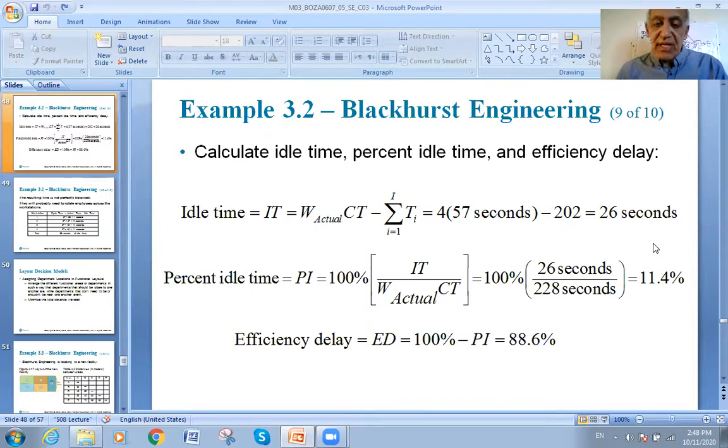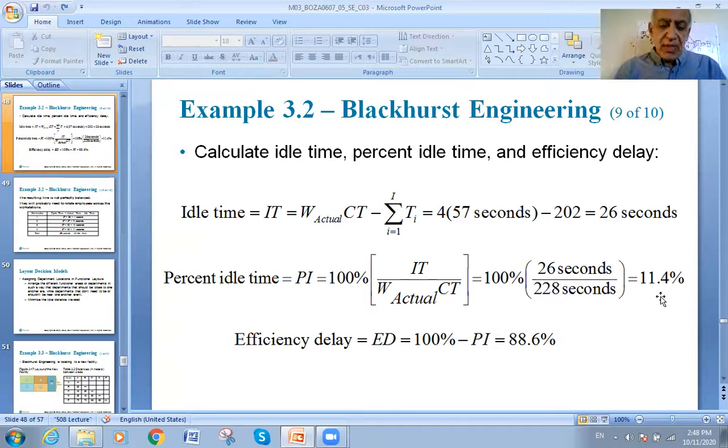Okay, then to get the percentage idle time, you will divide the idle time by the whole time, which we got here, 4 by 57, 228. So you will divide 26 seconds by 228 and multiply by 100. This will give you 11.4.